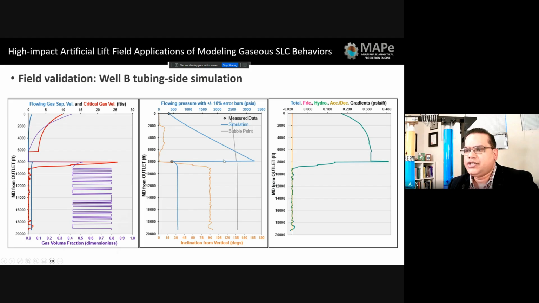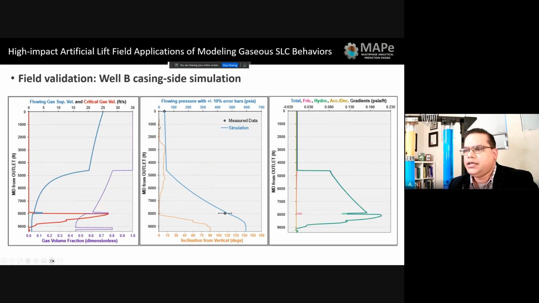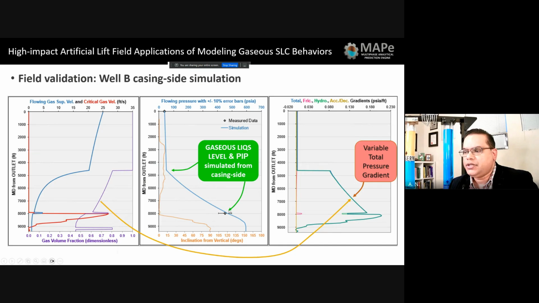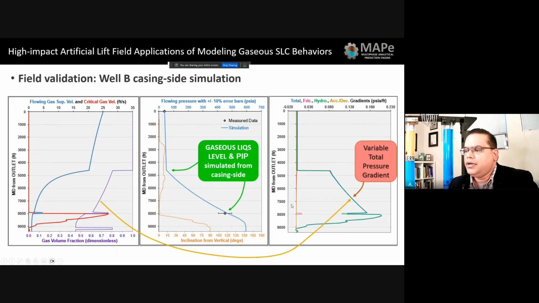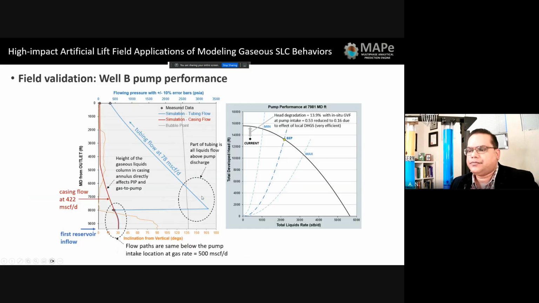So you have a tubing side simulation where you're simulating pump discharge pressure, pump intake pressure, and flowing bottomhole pressure. These are all your different pressure gradients, so you're getting all your pressures along your well. You're also simulating the casing side simulation, which determines your fluid level, right? So you know your fluid level, and you know your pump intake pressure is the same pump intake pressure from your tubing side simulation, right? And again, we see variable pressure gradients because your gas is evolving, changing from a slug flow to a train and so on in these fluid levels, right?